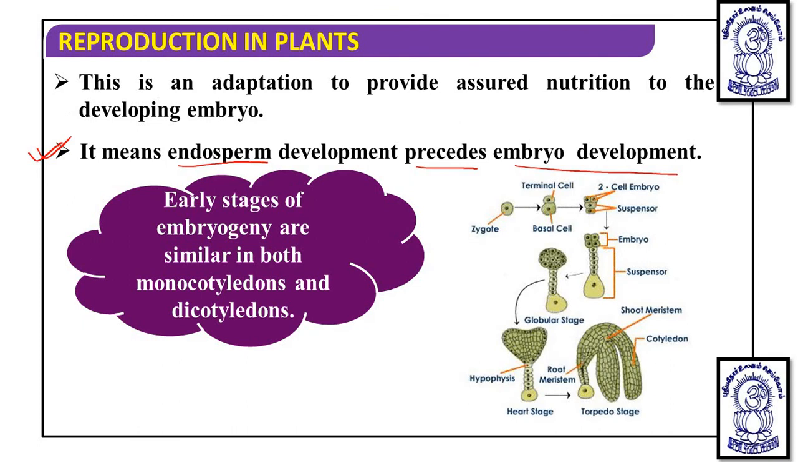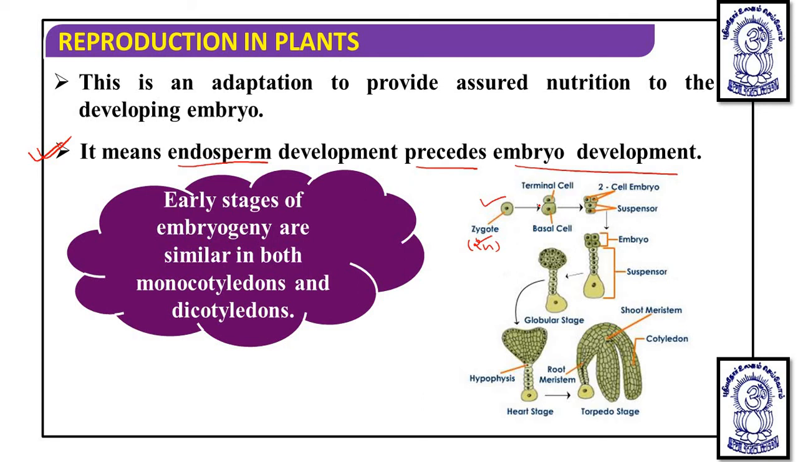Now, early stages of embryogeny are similar in both monocot and dicot, and these are given beautifully in this diagram. See, here you can see properly what is happening. This is actually dicot embryo development. Initially there is a zygote, only a single cell, which is diploid. The zygote undergoes asymmetric division, and two cells are produced. One is the terminal cell and one is the basal cell.